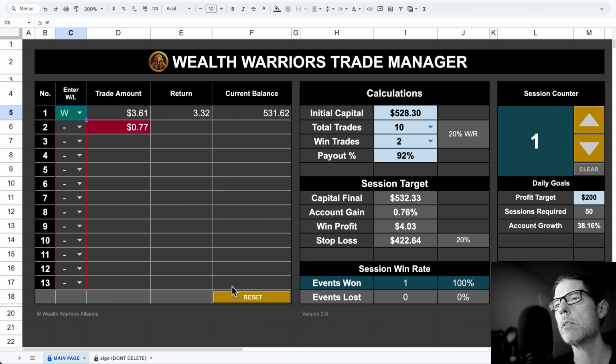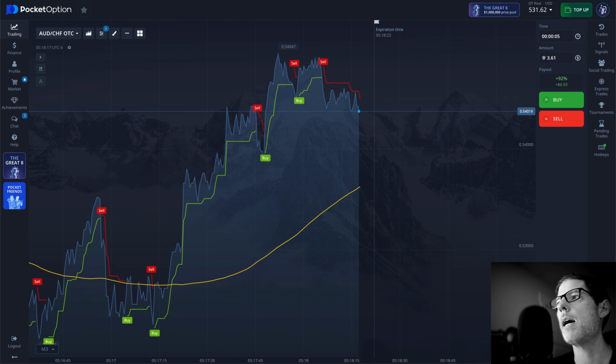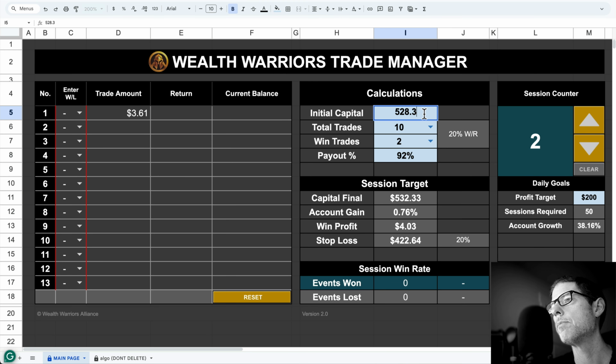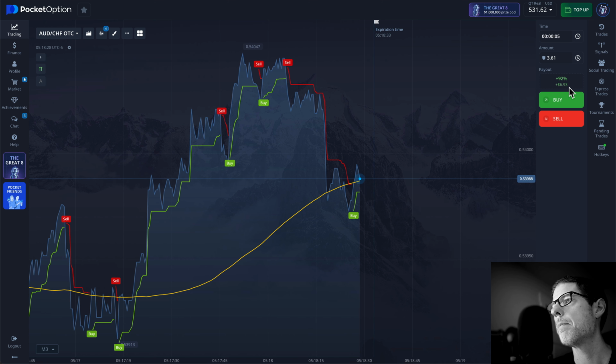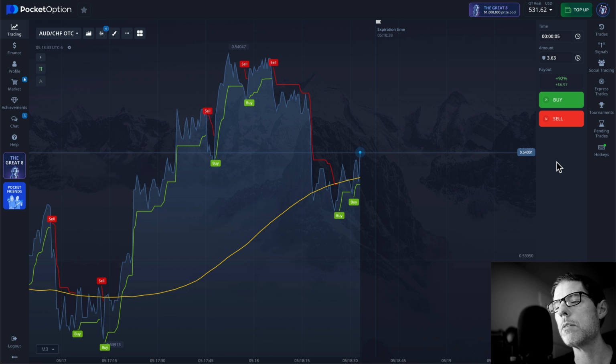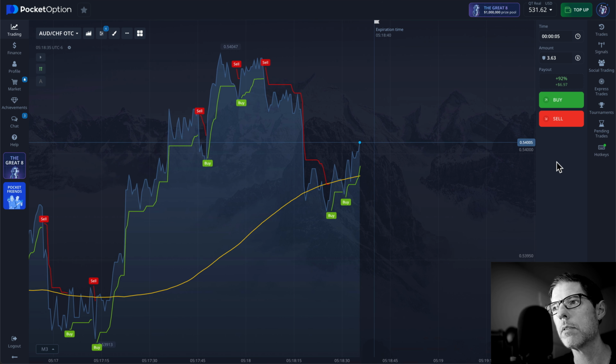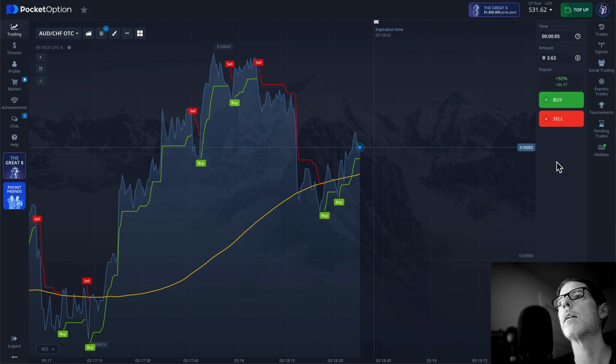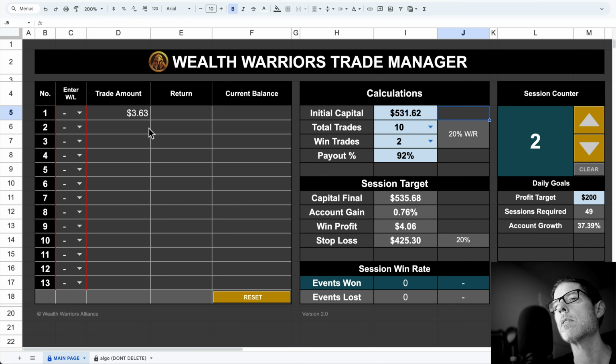So I've won that. That's another session completed. Let's check the balance. 531.62. And the new trade amount is 363 for the first trade. Now I say the first trade because if we have a loss, then the trade manager will give us another amount, which is going to be different than the first amount.